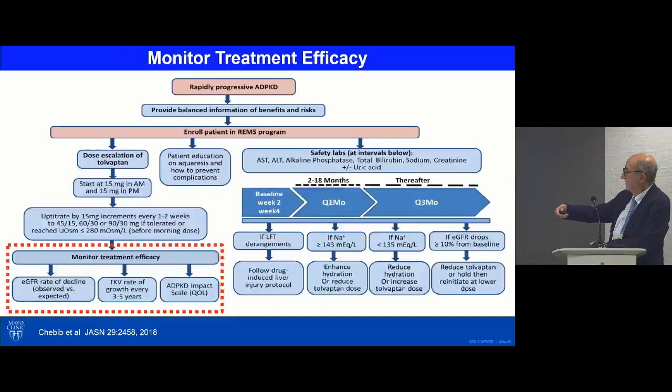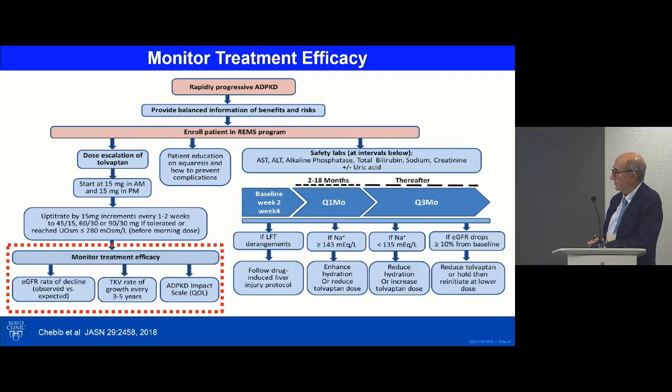And then the final thing is how to monitor whether the tolvaptan treatment is successful or not. Patients want to know about that. There are 3 things that one can do. One is to measure the rate of decline of kidney function and see whether it is declining at the expected rate corresponding to the imaging classification or not.